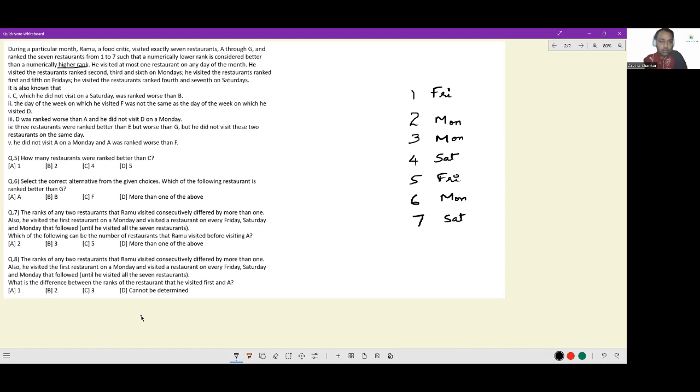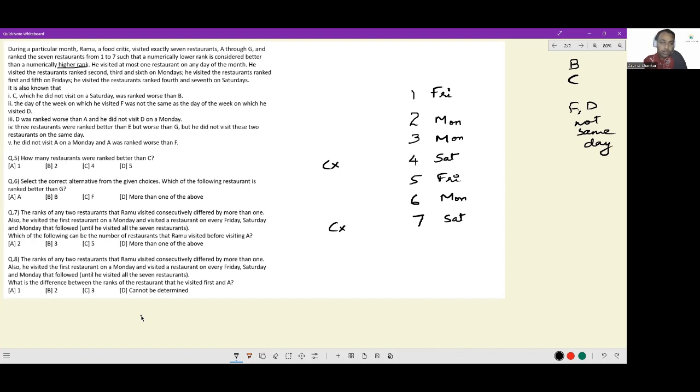Next, C, which he did not visit on a Saturday. So C was not visited on a Saturday. C, which he did not visit on Saturday, was ranked worse than B. Okay, so we have B is going to be ranked somewhere higher than C. The day of the week on which he visited F was not the same day as the day of the week on which he visited D. F and D not same day.